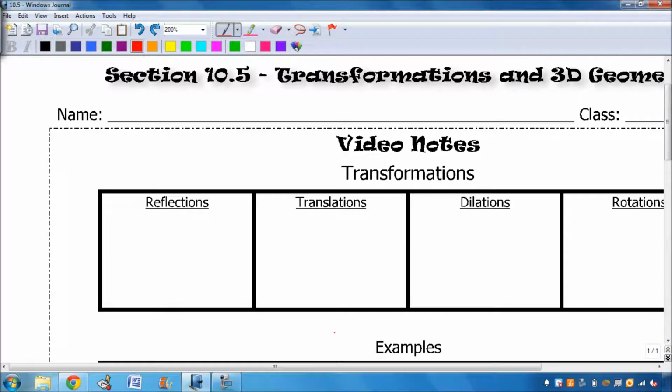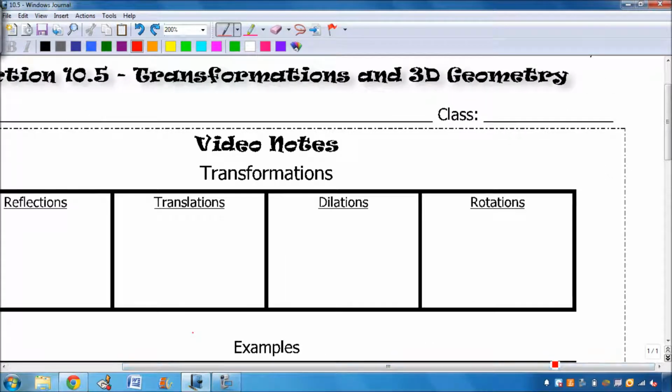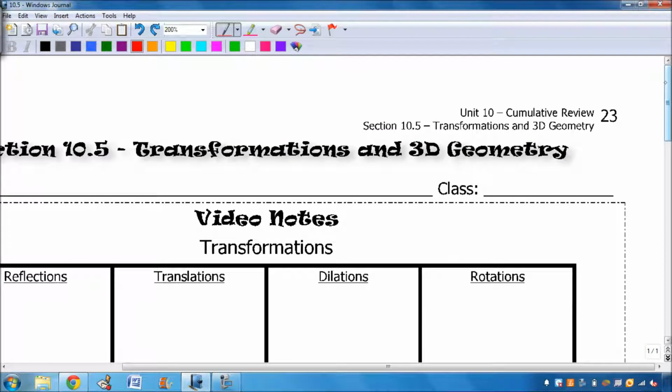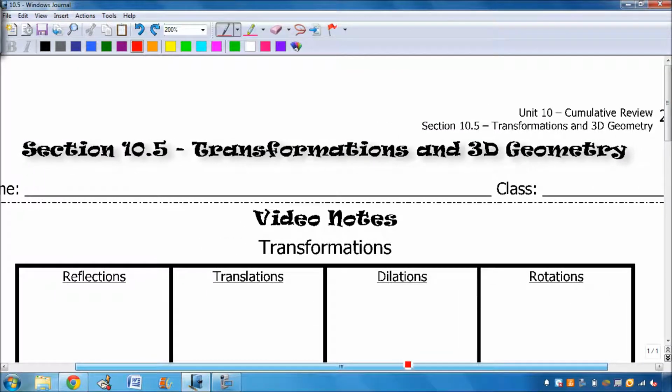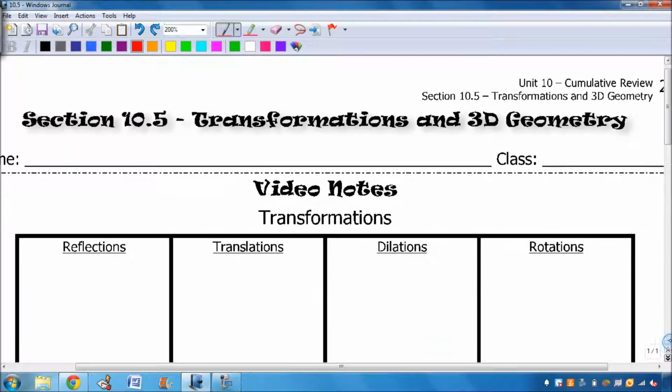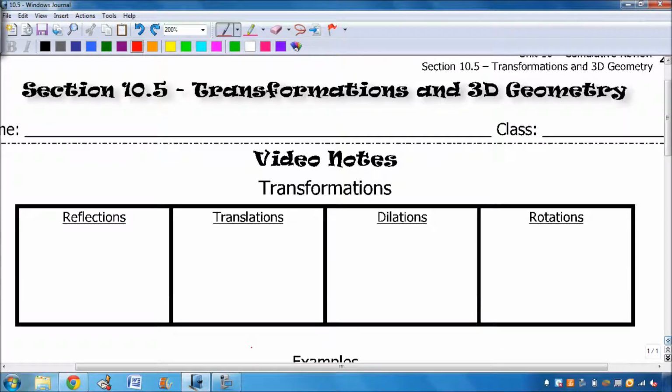Hi, ladies and gentlemen. We are on page 23 of our notes, and we're looking at section 10.5, transformations in 3D geometry. So the first thing we need to do is define what each one of these words is.